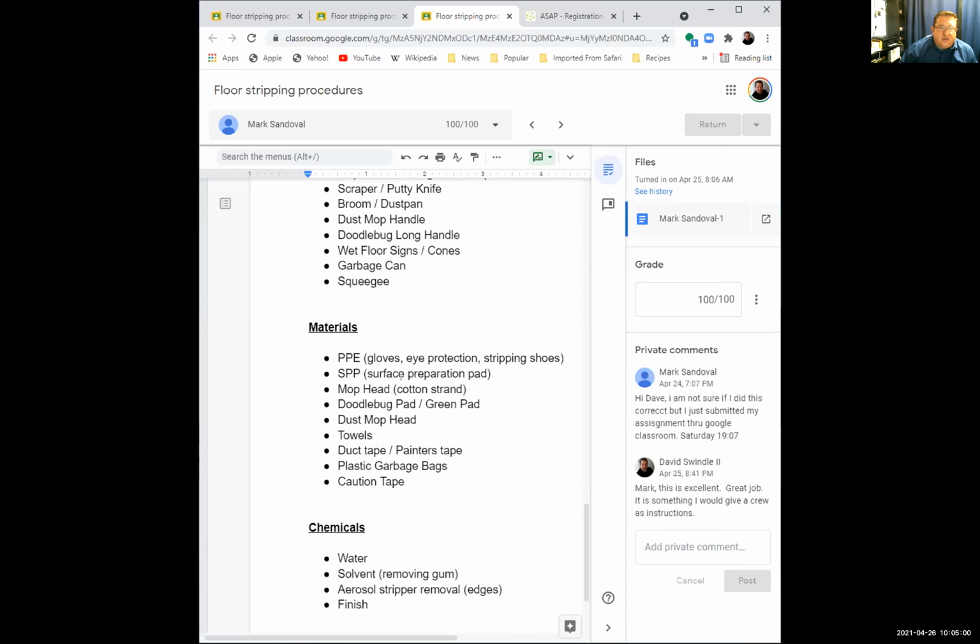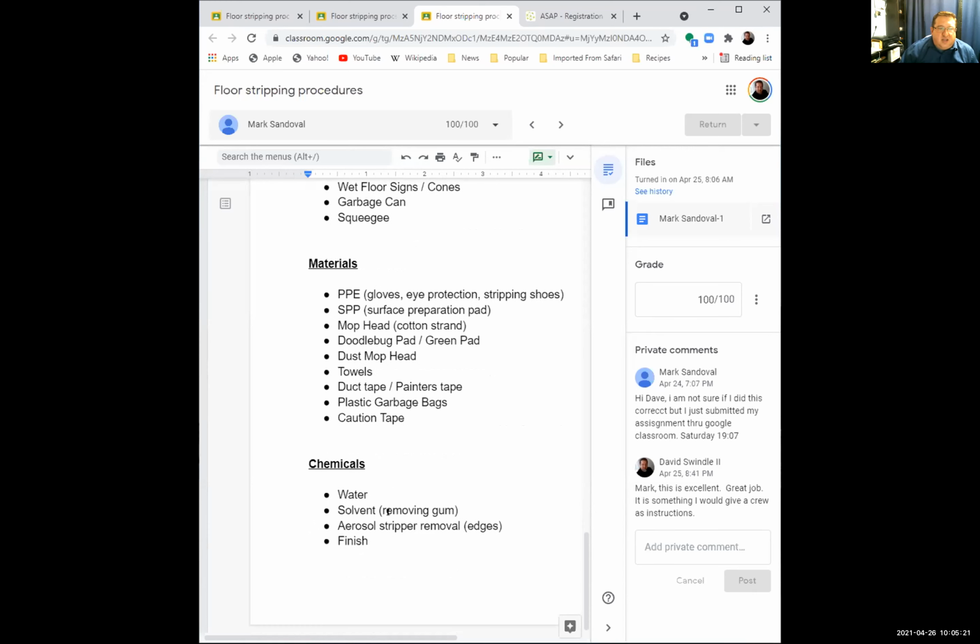And then the materials. He had the PPE listed, gloves, eye protection, stripping shoes, the surface prep pad, mop heads, doodle bug pad, dust mop head, towels, duct tape or painter's tape, garbage bags, and caution tape. So really good list of that.